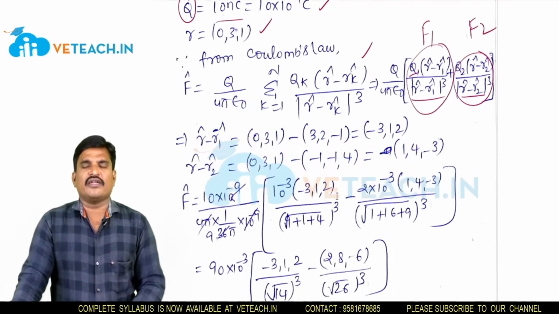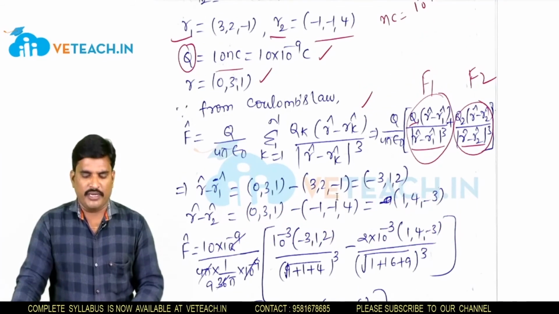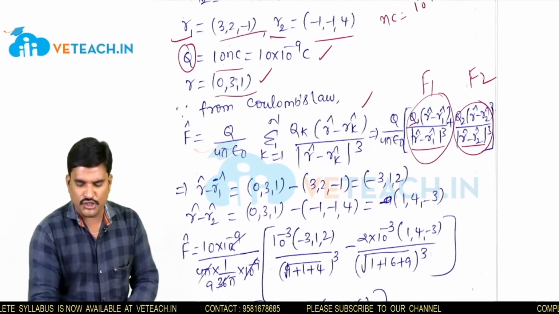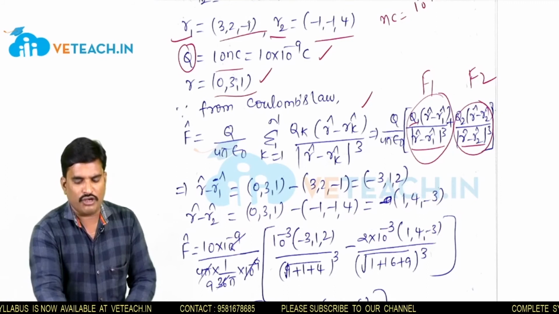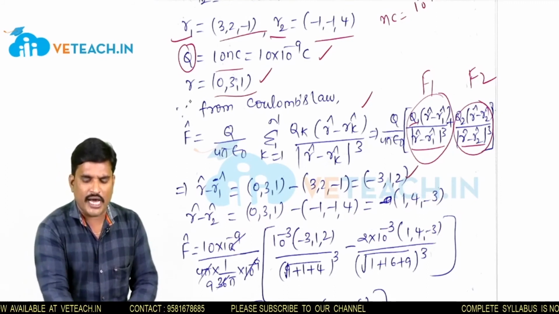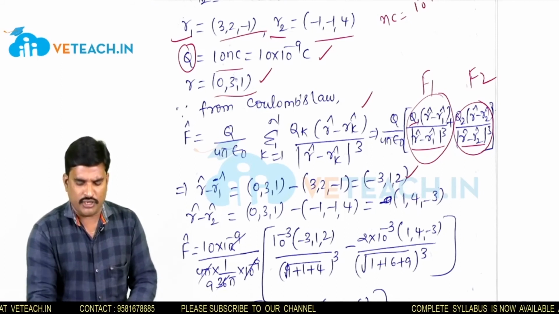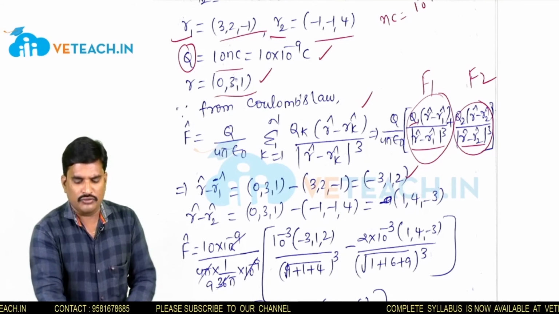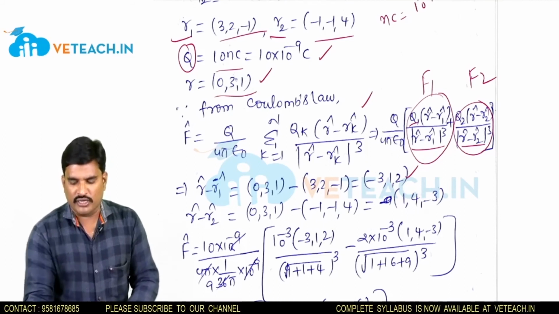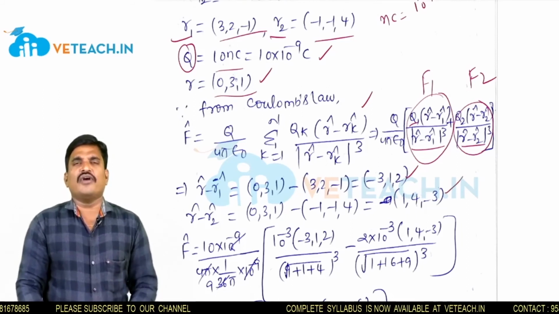R minus R1 is equal to, first I have to subtract the position vectors. So 0 minus 3 is minus 3, 3 minus 2 is 1, and 1 minus of minus 1 gives you 2. Similarly, what is R minus R2? 0 minus of minus 1 is 1, 3 minus of minus 1 is 4, and 1 minus 4 is minus 3. So this is the subtraction of the position vectors.